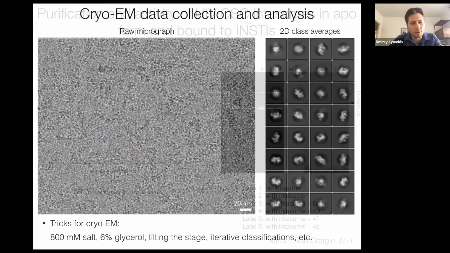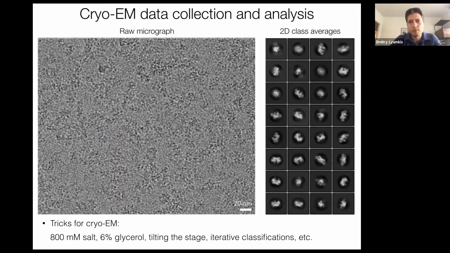This is what the data looks like. So we use cryo-electron microscopy to collect the data and determine the structures of these complexes. This is what it looks like. It's a little bit messy, a little bit heterogeneous. We actually had to use a number of tricks.